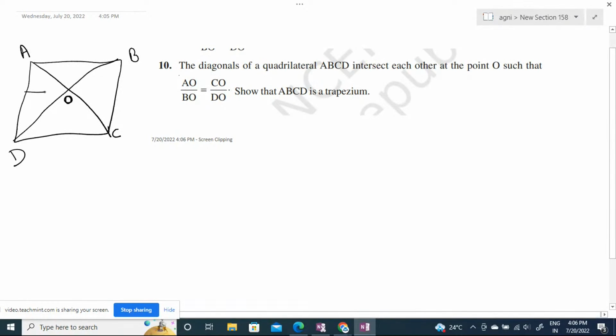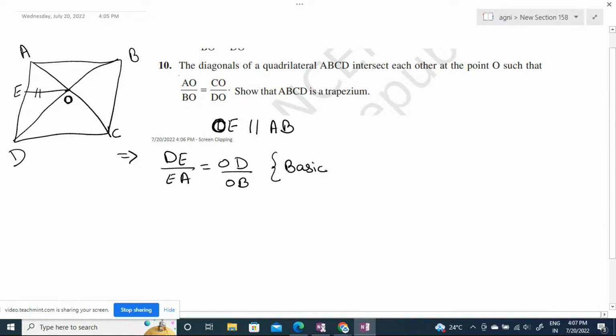We just draw a line parallel over here clearly. And in the same way, let it be E, let it be O. OE is parallel to AB. So DE upon EA is equal to OD upon OB, with the help of the basic proportionality theorem.